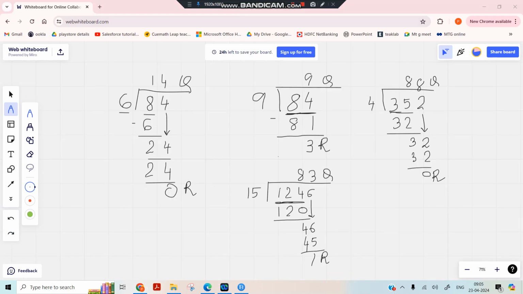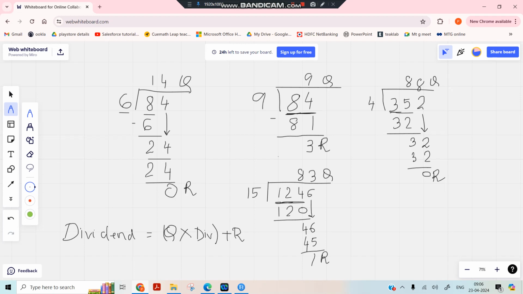Now let us see the process that we can use to check if our division is correct, if our quotient and remainder is correct. So remember that your dividend, that is a number which you were dividing, is equal to your quotient multiplied by the divisor plus the remainder.